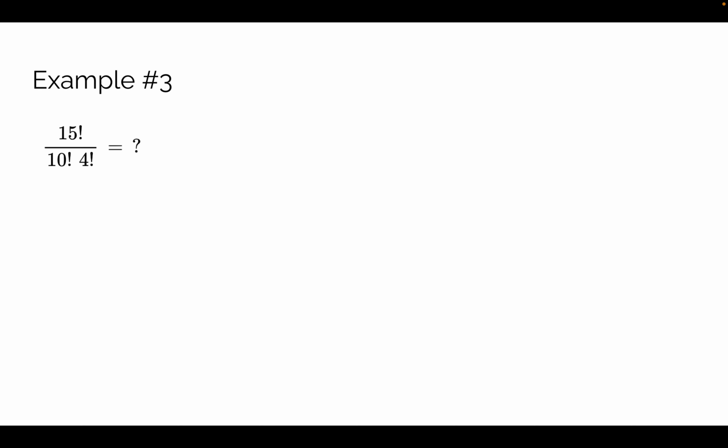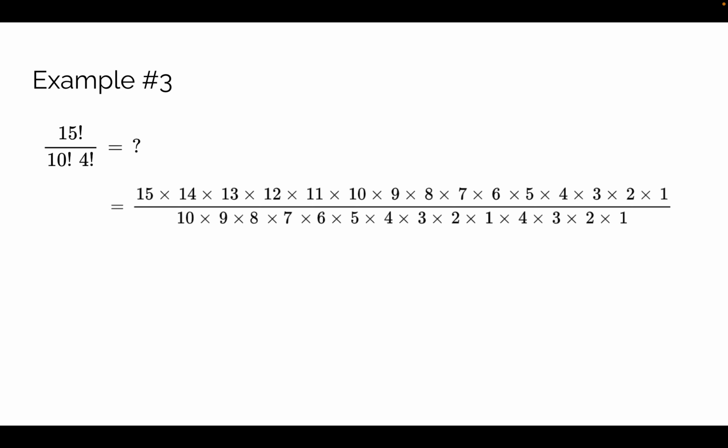We can expand it and rewrite it as 15 times 14 times 13 times 12 times all the way to times 2 times 1. And what's in the denominator? Well, because there's 10 factorial and there's a 4 factorial, we can say that we're multiplying these two together. So first, let's look at the 10 factorial. 10 factorial is 10 times 9 times 8 times all the way to times 3 times 2 times 1. 4 factorial is 4 times 3 times 2 times 1. So let's look at that all together in one big fraction. It would look like this.